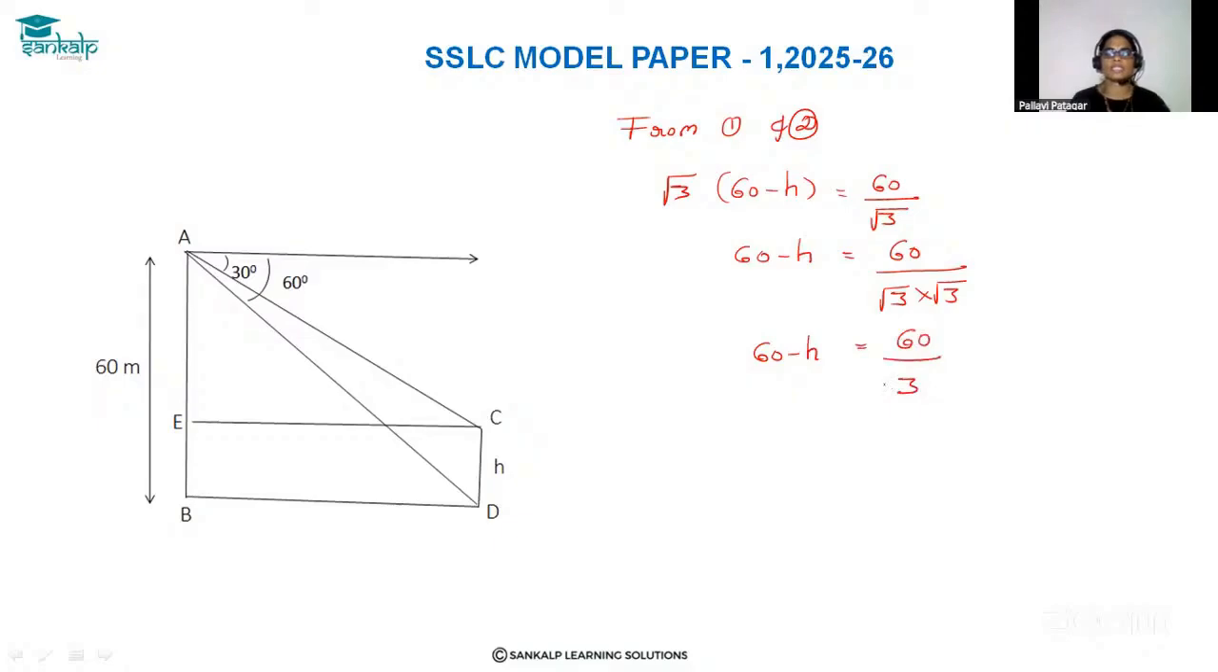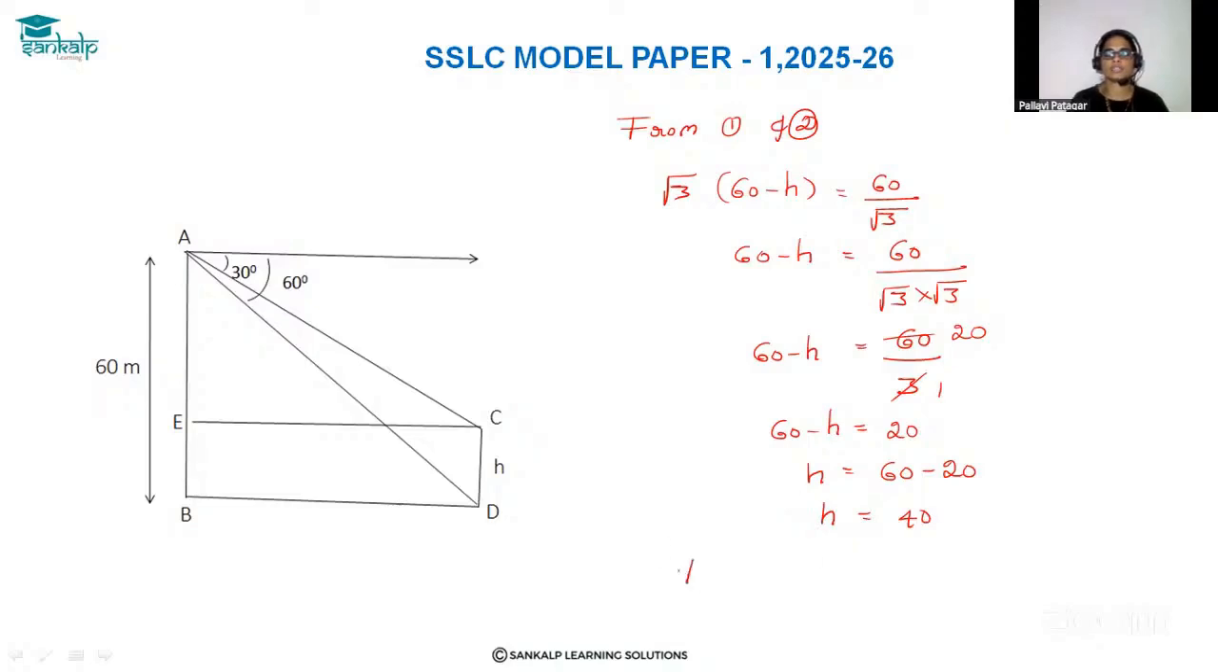So 60 minus H is equal to 3 twenties are 60, so this is equal to 20. So H is equal to 60 minus 20, so H is equal to 40. So the height of the pole CD is equal to 40 meter.